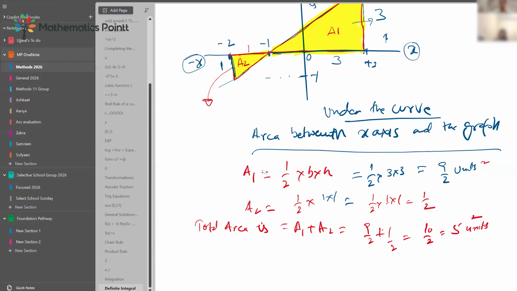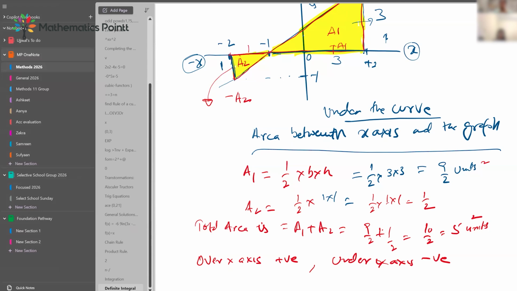Cool. Now, let's put some restrictions around it. Let's say area which is over the x-axis is positive, and area which is under the x-axis is negative. Then this A2 is actually negative A2. Why? Because it is sitting under the x-axis. Whereas A1 is a positive A1.